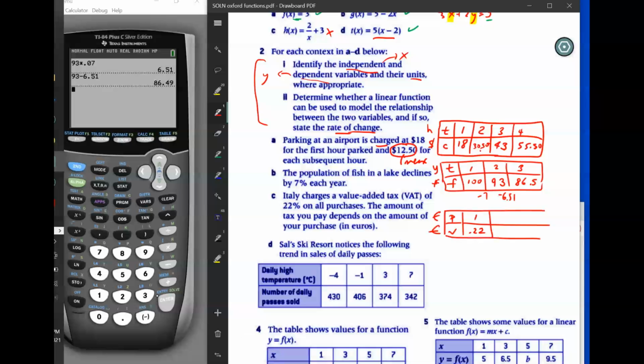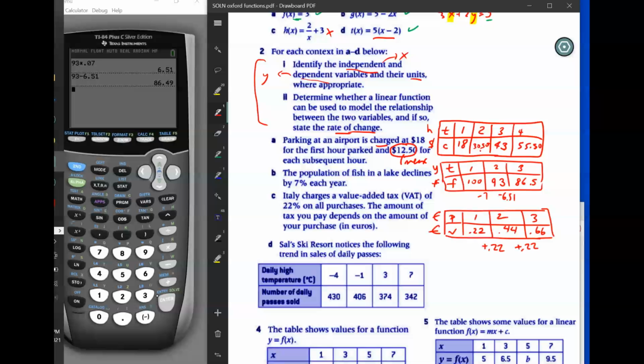22 euro cents or whatever. What if you spent 2 euros? 2 euros times 0.22 is 0.44. And 3 would be 0.66 and so on, okay? And if you look at this, you can see that for each euro purchase, you are going to have 0.22 additional euros to pay. So it looks like this is an arithmetic sequence, which means this is a linear function. Okay, and the rate of change is 0.22 each time. All right, let's go to D.